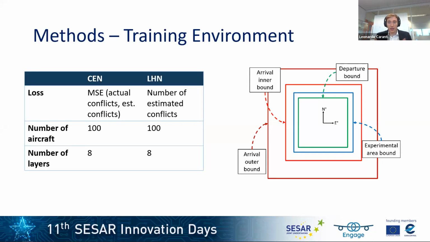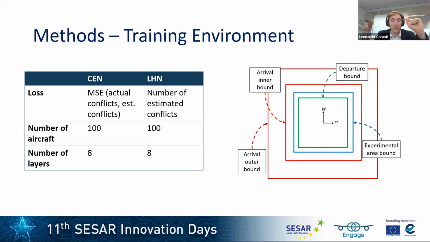In terms of the training environment, you can see on the right the geometry. The departure bound for the departure coordinates of the aircraft was shown in green, while all the arrival coordinates were set between the two red lines. Moreover, the actual loss functions for each of the two neural networks were defined as follows.